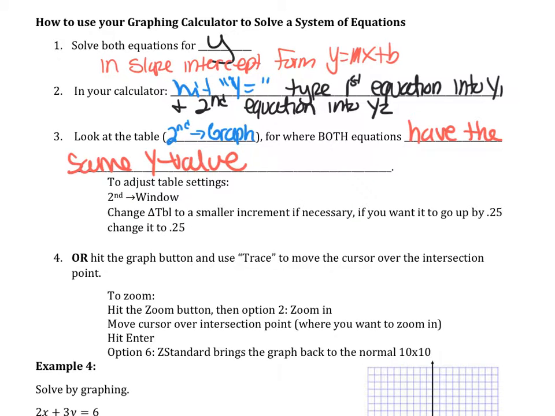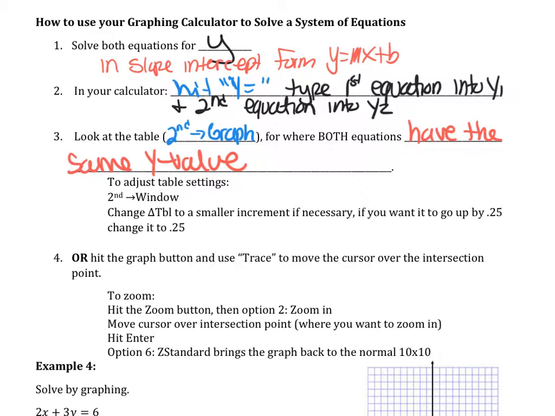So if you see it says x and then it says y1, y2 in your table, you're looking for where y1 and y2 have the same y value. Do you guys see that anywhere in the table? Yeah, the y value of 2. And what's the x value? 1. So again, that's our solution that we got, 1, 2.